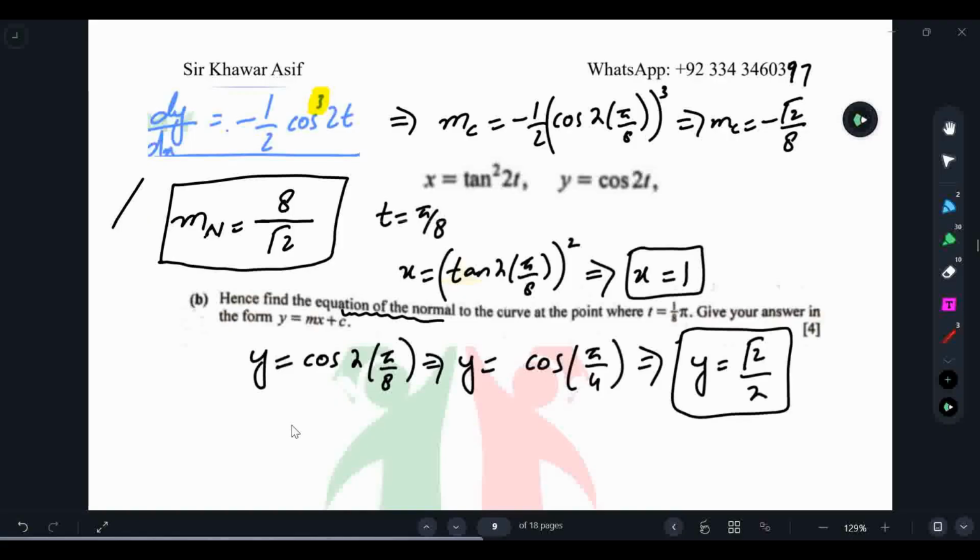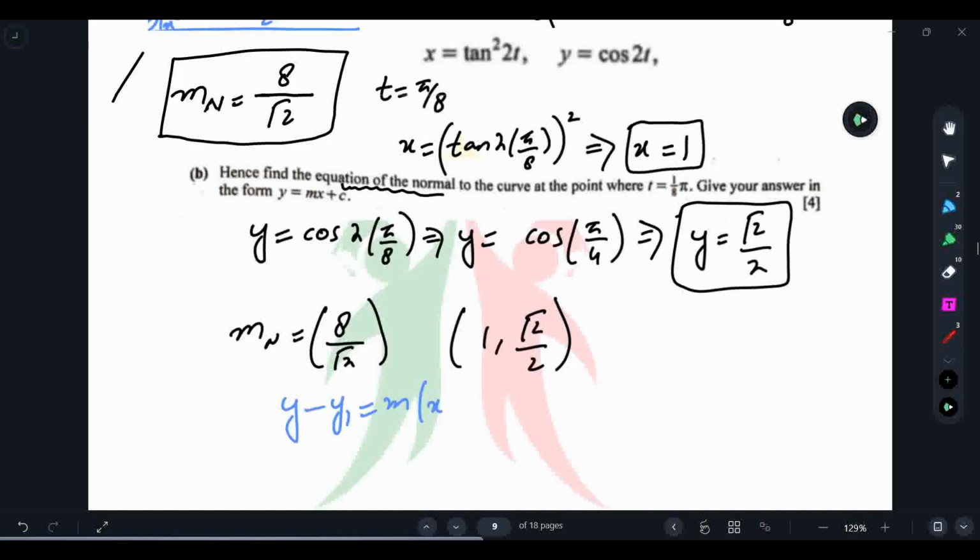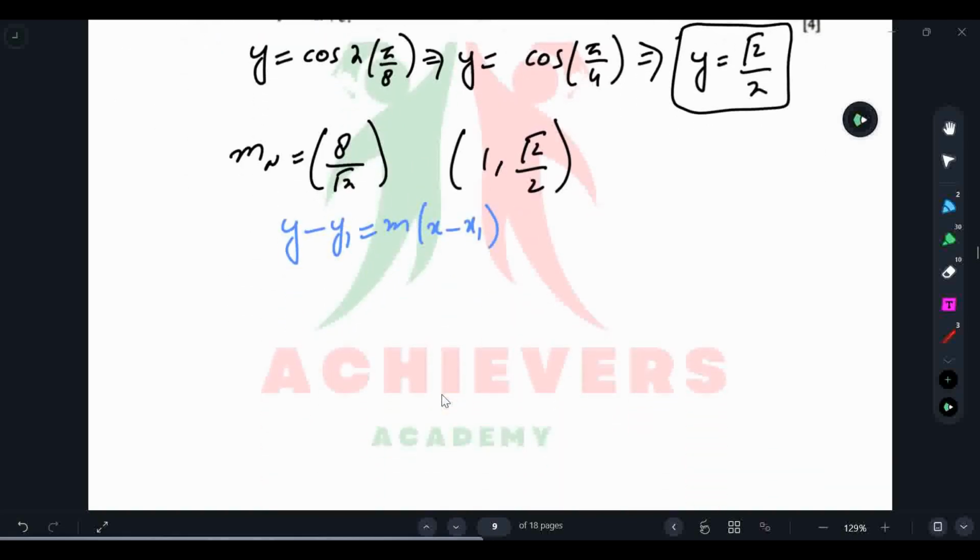We need to find the equation. So for the equation we have now two things. The first one is the gradient of the normal line, and the second thing is the x coordinate and the y coordinate. Now we can use y minus y1 is equal to m into x minus x1. Just put it in this equation. So we will get y minus square root of 2 by 2 is equal to 8 by square root of 2 into x minus x1.